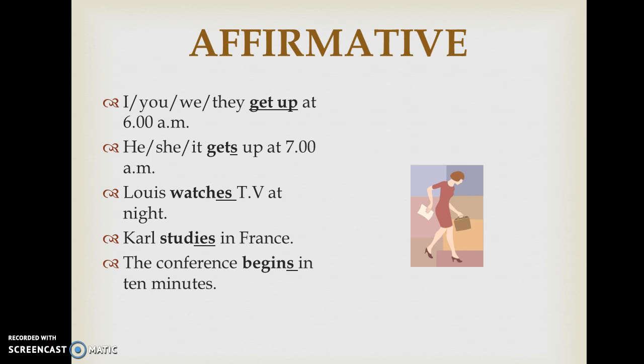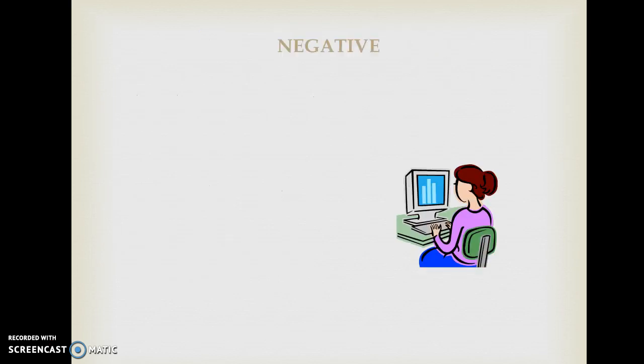The last example is: the conference begins in 10 minutes. This is a use of the present simple for future when we talk about scheduled events. What are scheduled events? Scheduled events are activities that have a schedule. For example, a conference, a flight, a class, etc.